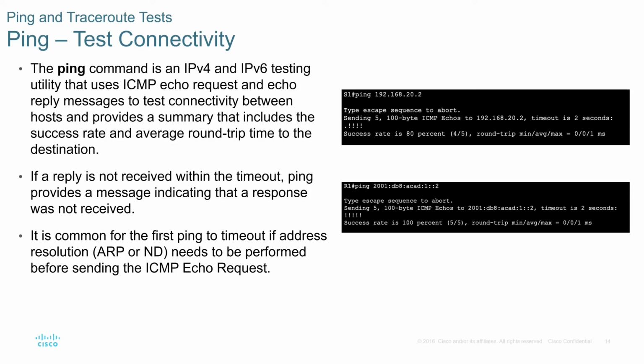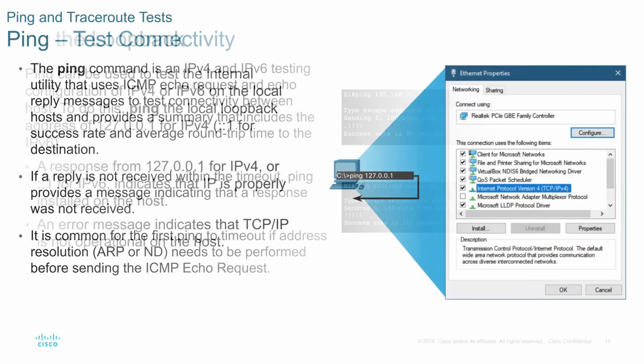was not received. As we can see in the example, the period indicates that a reply was not received, while the exclamation point indicates that it was received. It is common for the first ping to time out if address resolution, ARP, or neighbor discovery needs to be performed before sending the ICMP echo request.